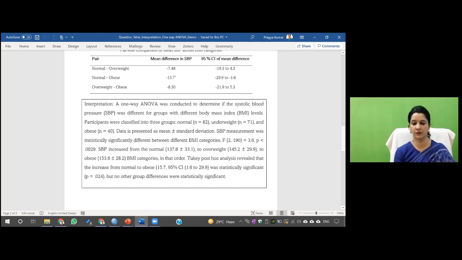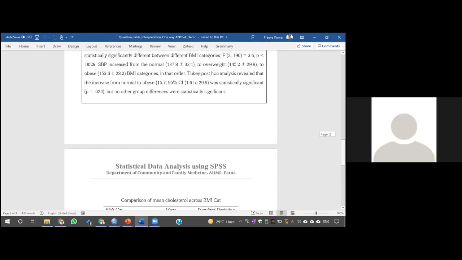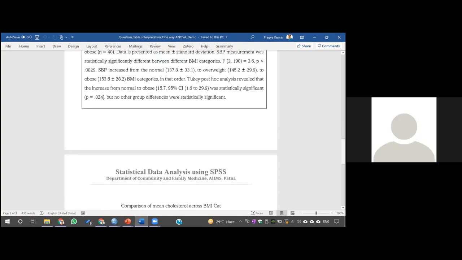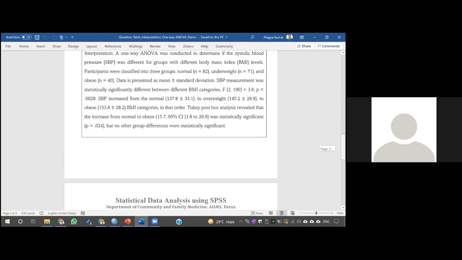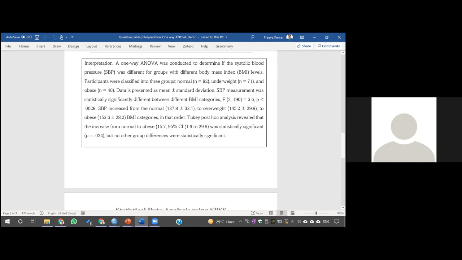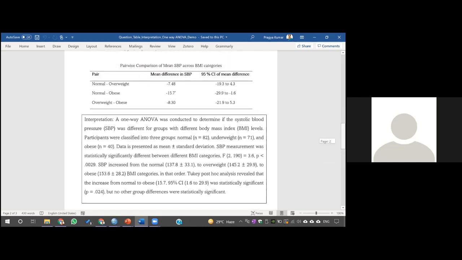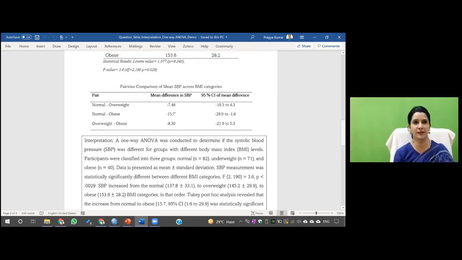Anybody, any other query? Ma'am, in the interpretation, Tukey's post hoc analysis revealed an increase from normal to obese of 15.7, with a confidence interval of 1.6 to 29.9. But in the table there was a minus sign on 15.7. Yes, I said in the beginning that it should have been in the positive sign. So I should have written it like this; I'll do it now.